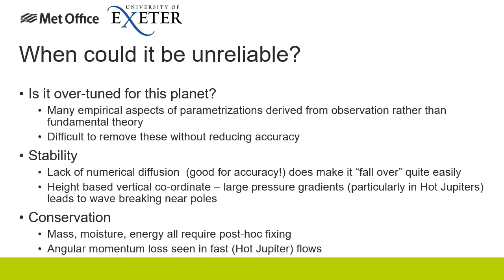And then the final thing I wanted to say was conservation. This is primarily a problem with the semi-Lagrangian vector scheme, in that mass, moisture and energy all require post hoc fixing to enable them to be conserved. And in fast hot Jupiter simulations, we've seen loss of angular momentum as well, which is not ideal.